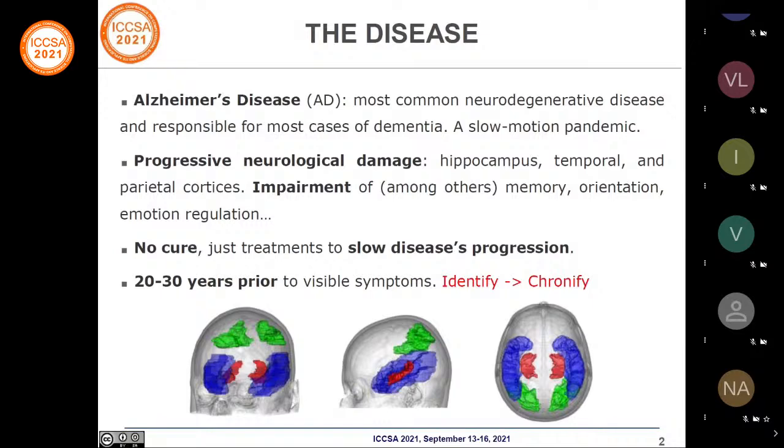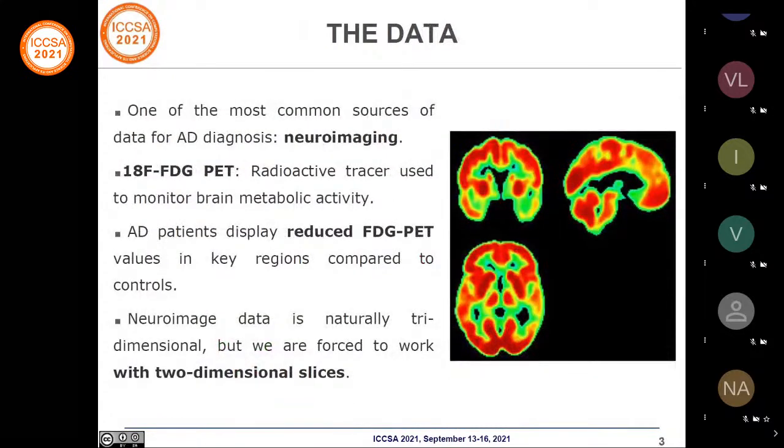So this is for the disease. Now for the data that we work with, there are several kinds of data that we can use, behavioral, but the most useful, I would say, and also the most common are neuroimaging. There are several ways to obtain images of the brain. Some of the most popular have been suffering from problems of bias, like fMRI, functional magnetic resonance imaging.